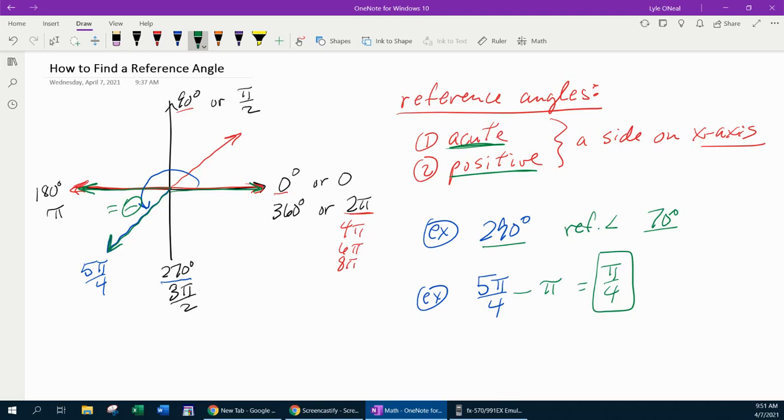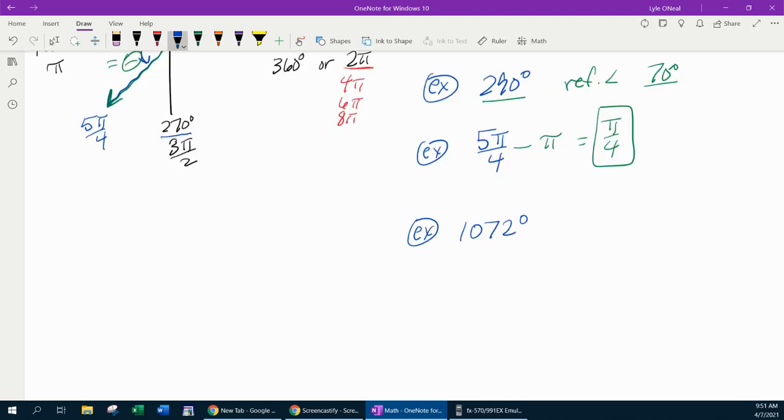First of all, pi over 4 is acute. It is less than 90, because 90, remember, is pi over 2, and a fourth is less than a half, and it is positive. Let's say we want to find the reference angle for 1072, and you don't want to really figure out what quadrant that's in.